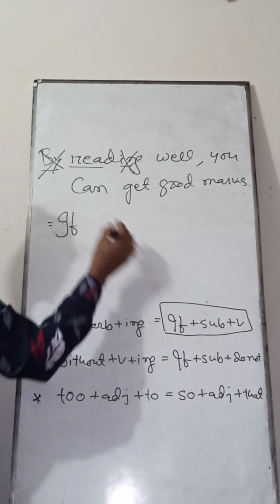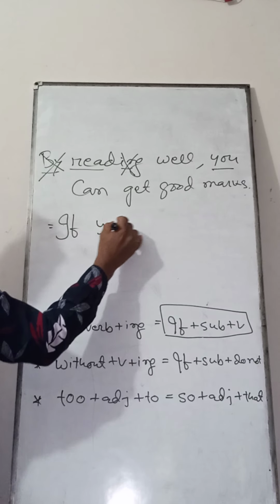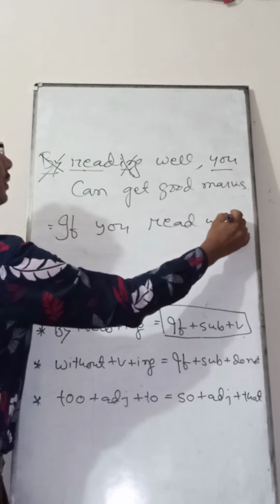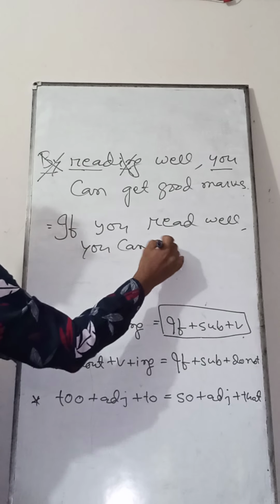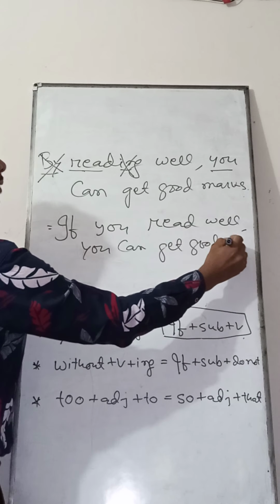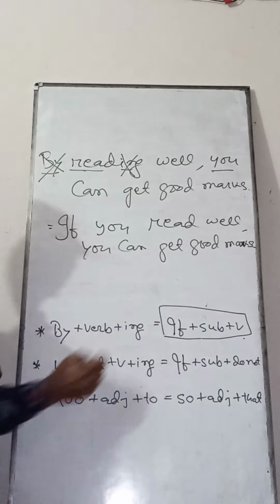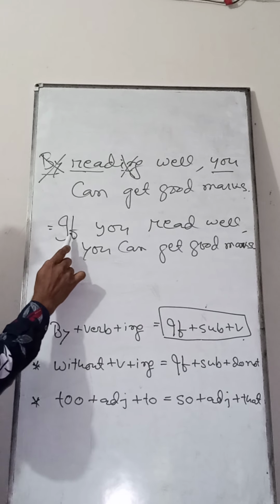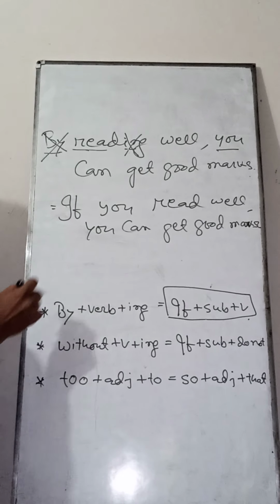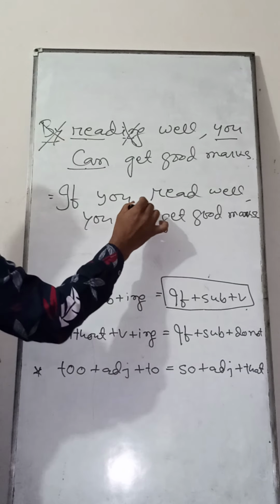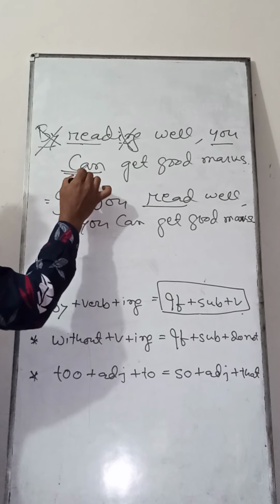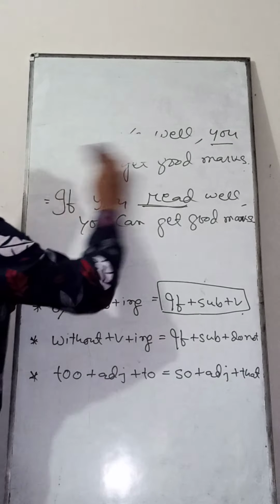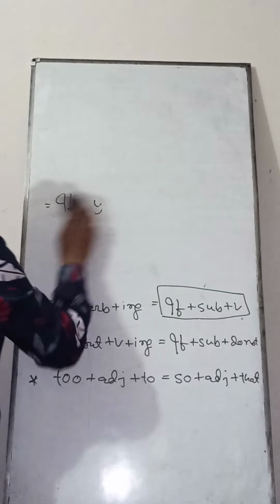If subject, here the subject is you. If you, then verb. If you read well, you can get good marks. Okay, by plus verb plus ing, and you have to add if plus subject plus verb. If you find present tense here, you have to write present tense. If you find past tense here, you have to write the past form of this verb. And I hope and believe all my students already understood this.